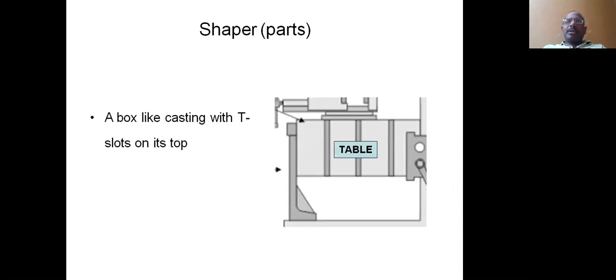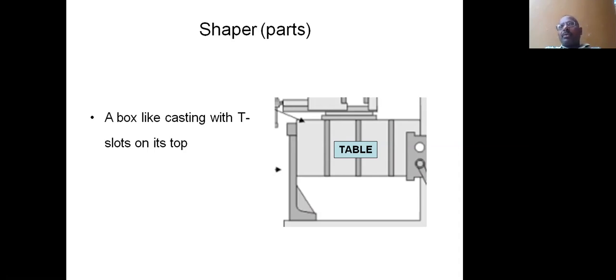So this is the next part, the table, also called the working table. The working table is very, very important. Just now, in the previous class, during the classification of types of shapers, we discussed that based on the working table, shapers are classified as two types: one is the standard shaper, the second one is the universal shaper. So that's why this table is also a very important element of the shaper.